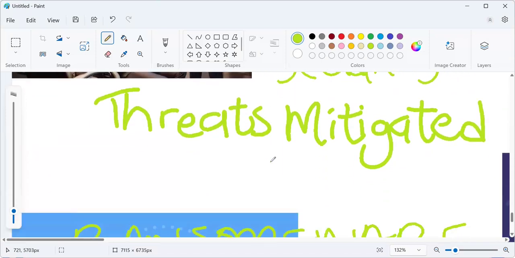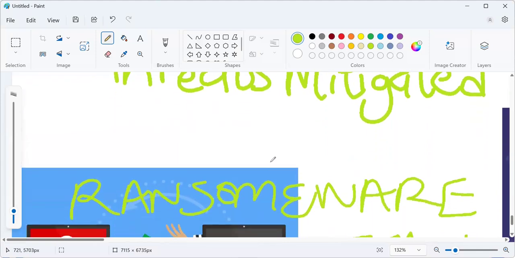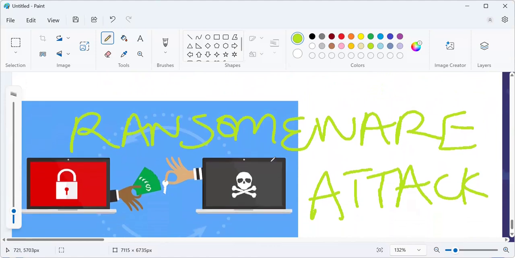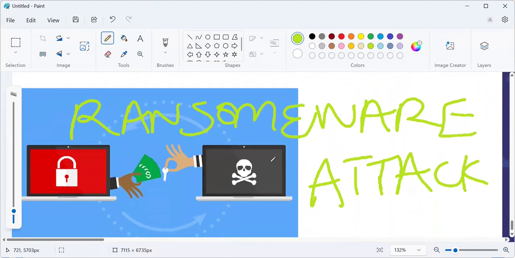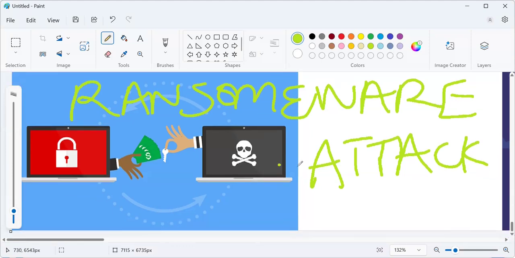And what type of threats would these practices mitigate? As usual, the most important of all, ransomware attacks. Once these controls are implemented in any organization, you're going to protect the endpoints from ransomware attacks, which would lock users out of their system and demand a ransom for access. And we don't want that. So we've got to prevent it.